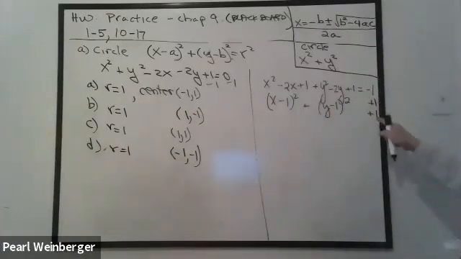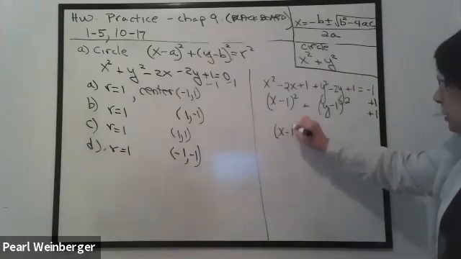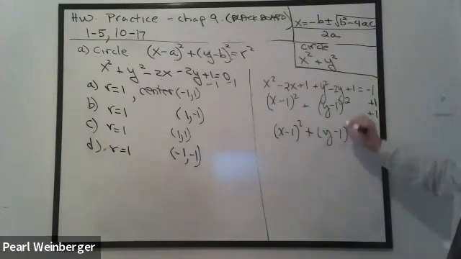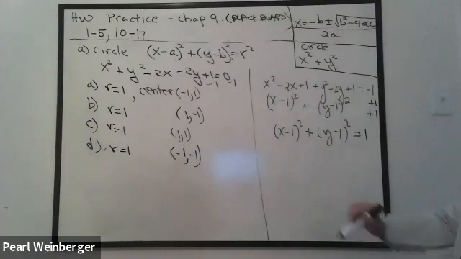And when I add all these up, I get that the x minus 1 squared plus the y minus 1 squared equals -1 plus 1 is 0 plus 1 equals 1. I've now put this equation in standard format. Okay, I can now read what the center is.